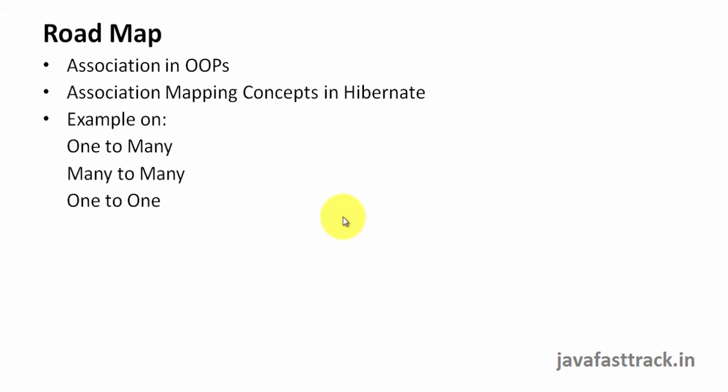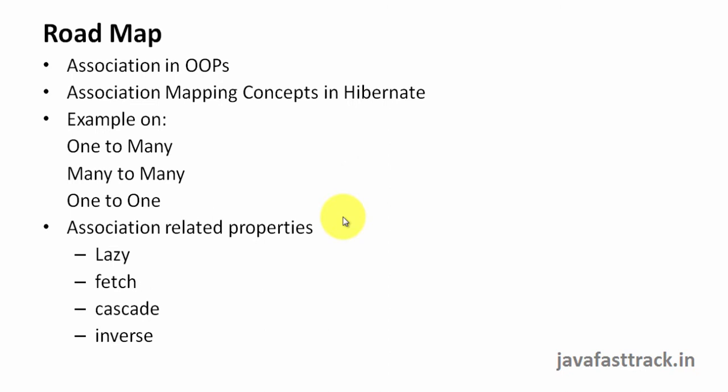As usual, I'm not going to write any code. I'm going to auto-generate the code. Finally, we'll look at some association-related properties like lazy loading, fetching, cascading, and inverse. To start with, we'll start with the concept of association in OOPS. After briefly discussing the association concept of OOPS, we'll start with association mapping in Hibernate. How to perform association mapping in Hibernate. We'll generate the code for one-to-many, many-to-many, and one-to-one.